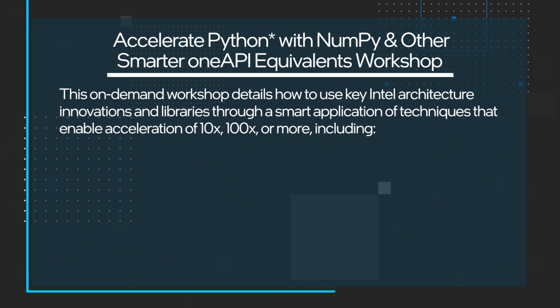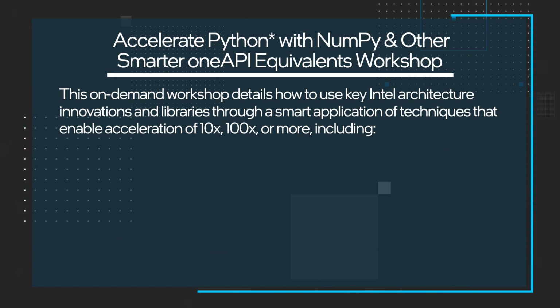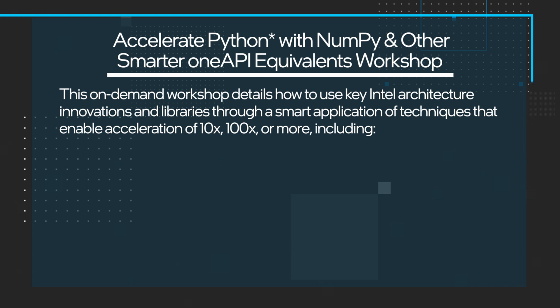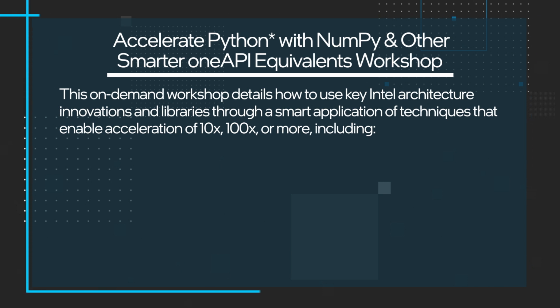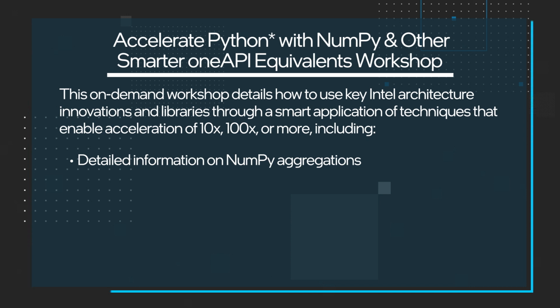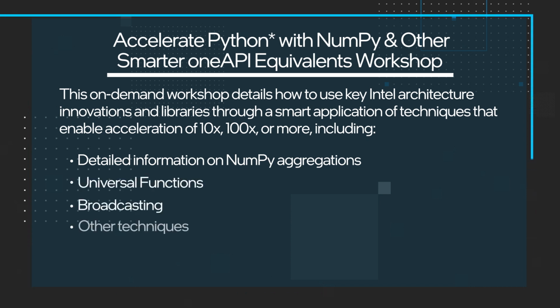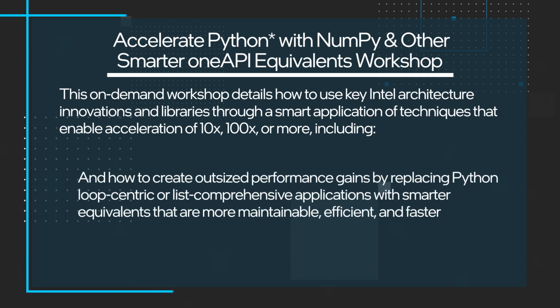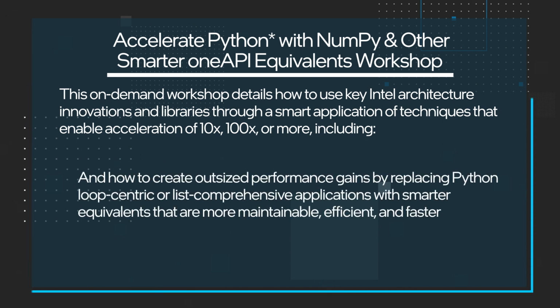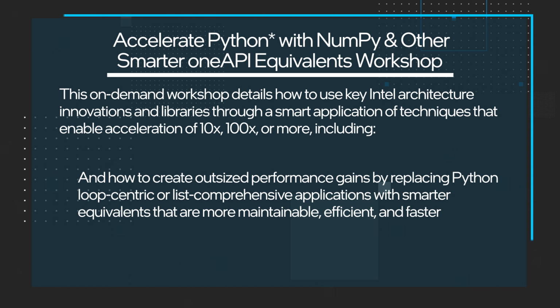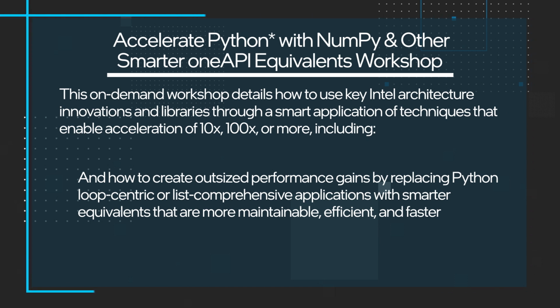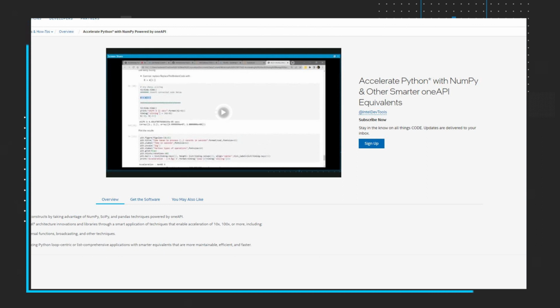First up, check out the Accelerate Python with NumPy and Other Smarter oneAPI Equivalence workshop presented by Bob Cheeseborough. This on-demand workshop details how to use key Intel architecture innovations and libraries through a smart application of techniques that enable acceleration of 10x, 100x, or more, including detailed information on NumPy aggregations, universal functions, broadcasting, and other techniques, and how to create outsized performance gains by replacing Python loop-centric or list comprehension applications with smarter equivalents that are more maintainable, efficient, and faster. Watch the workshop and check out some of the related content to go even deeper in this topic and others like it.